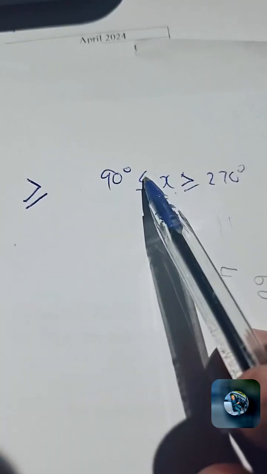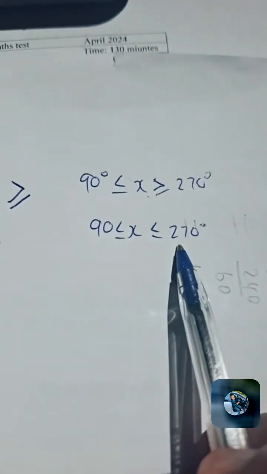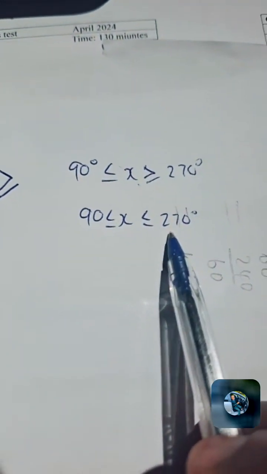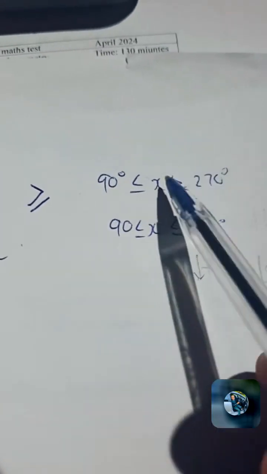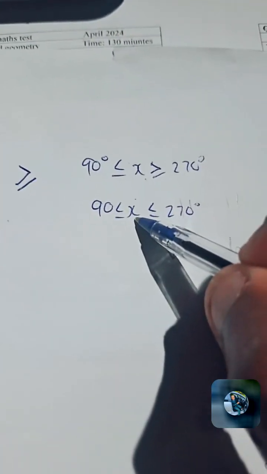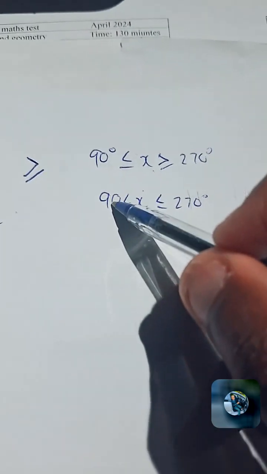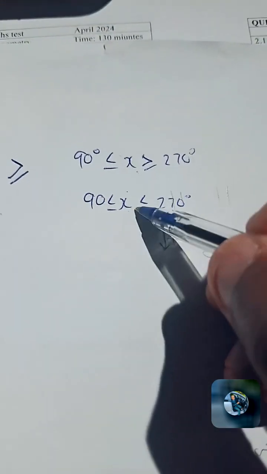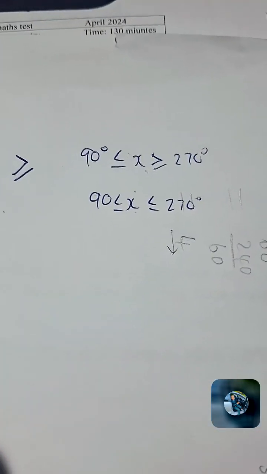What sign do you mean? I'm sure you wanted to say this. This is what you wanted to write, right? Because when we read this, you are saying x is greater than or equal to 90, but less than or equal to 270. Yes, I wanted to say that.